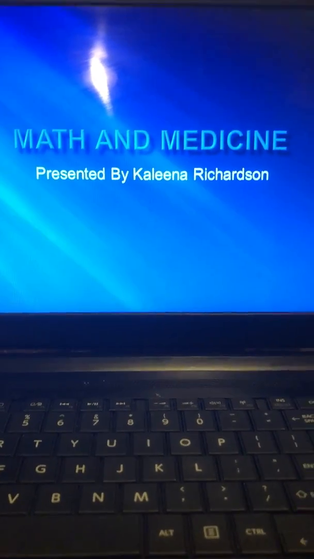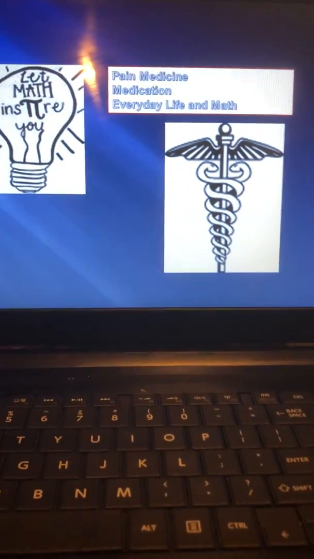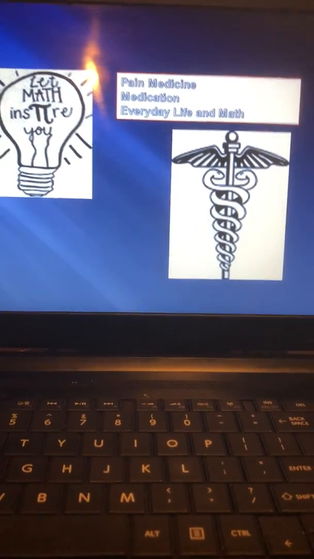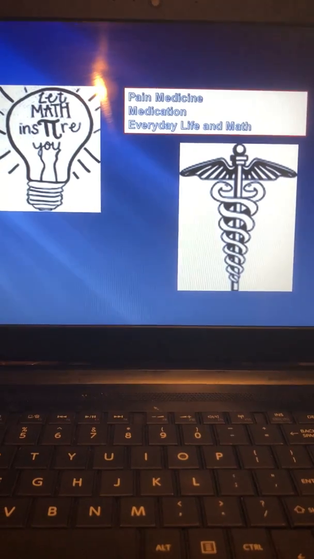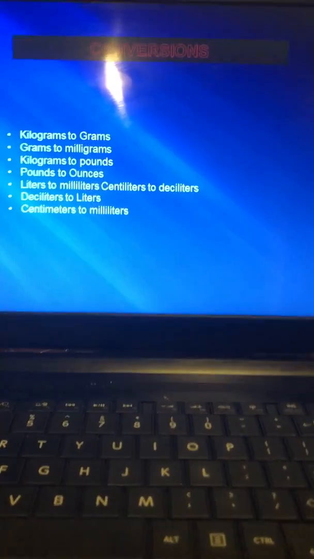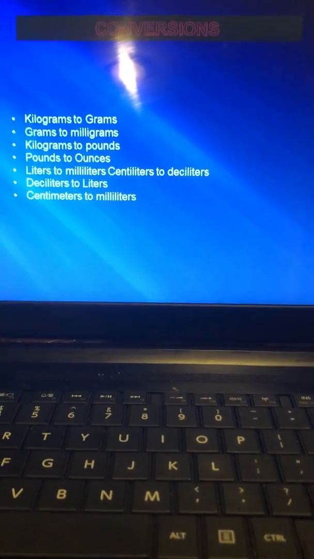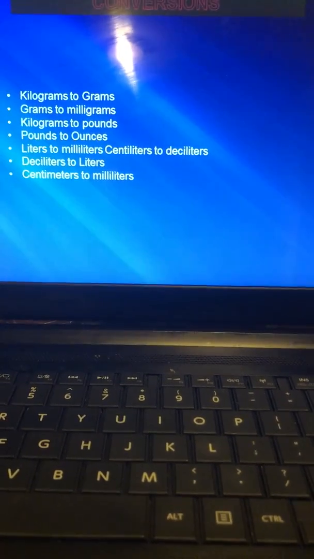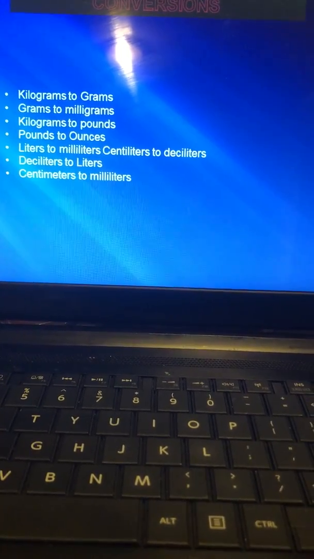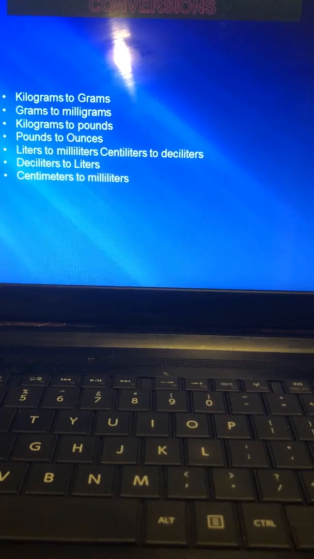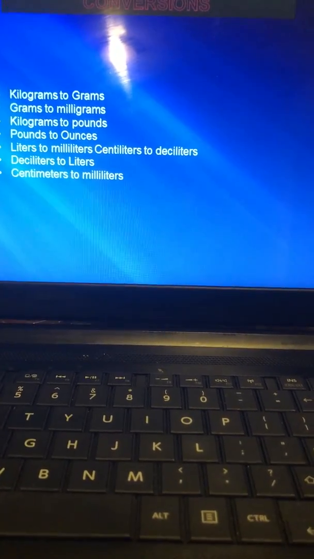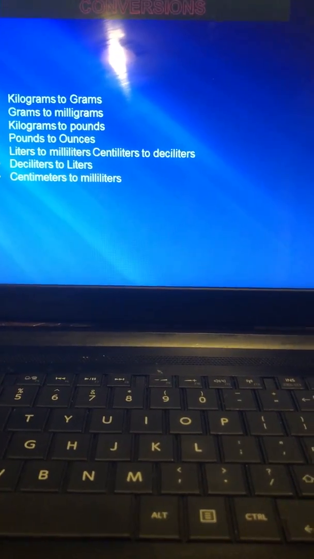So, math and medicine. I'm going to be specifically talking to you today about pain medication in your everyday life, along with math. The first thing you need to know is how to convert. So conversions are very important. You want to know your kilograms to grams, your grams to milligrams, kilograms to pounds, pounds to ounces, liters to milliliters, centiliters to decimeters, and deciliters to liters, centimeters to millimeters as well.